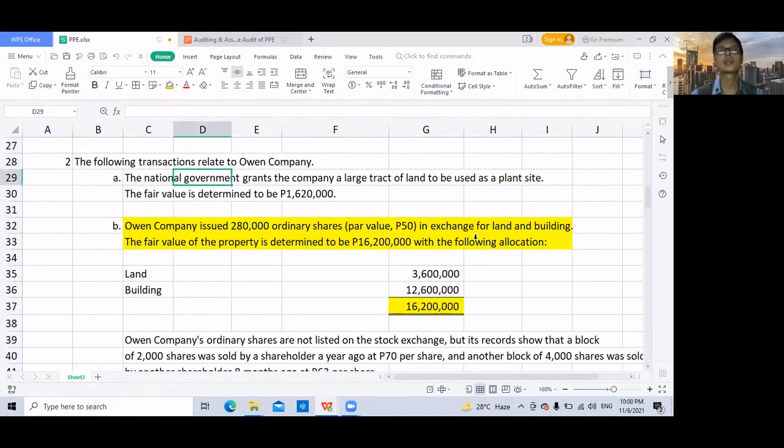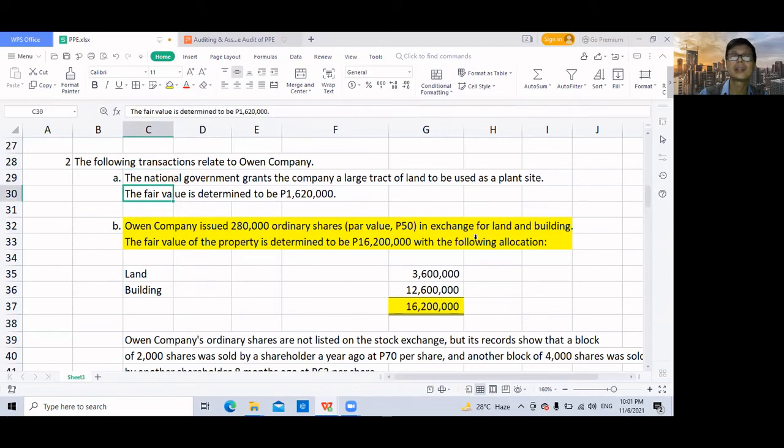So sabi dito, the national government grants the company a tract of land to be used as a plant site, no? Okay, so of course parang binigay na sa kanila. So that is part, kumbaga parang asset na nila yun, no? Okay, so yun yung tract of land na yun, no? So by the way, these are separate transaction, no? Separate. Okay, so parang of course the company has gained yung land na yun. So value that as 1.6 million, no, yung fair value niya.